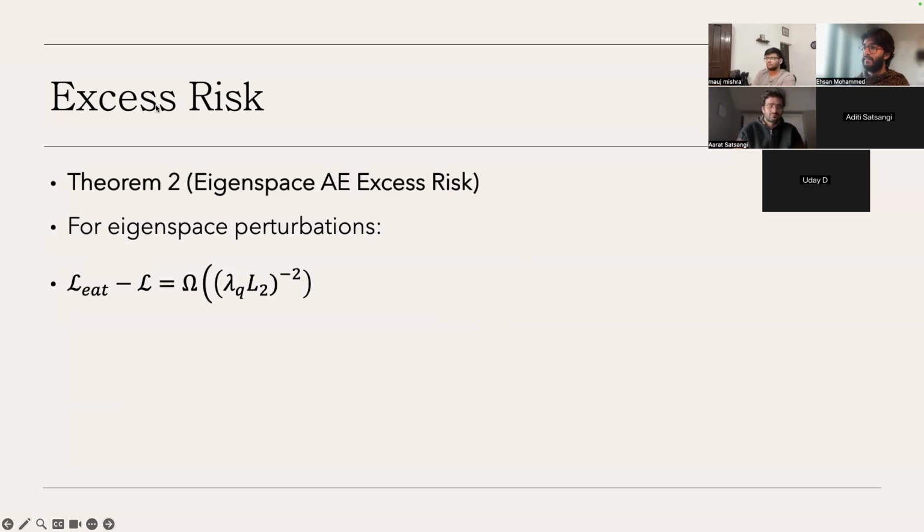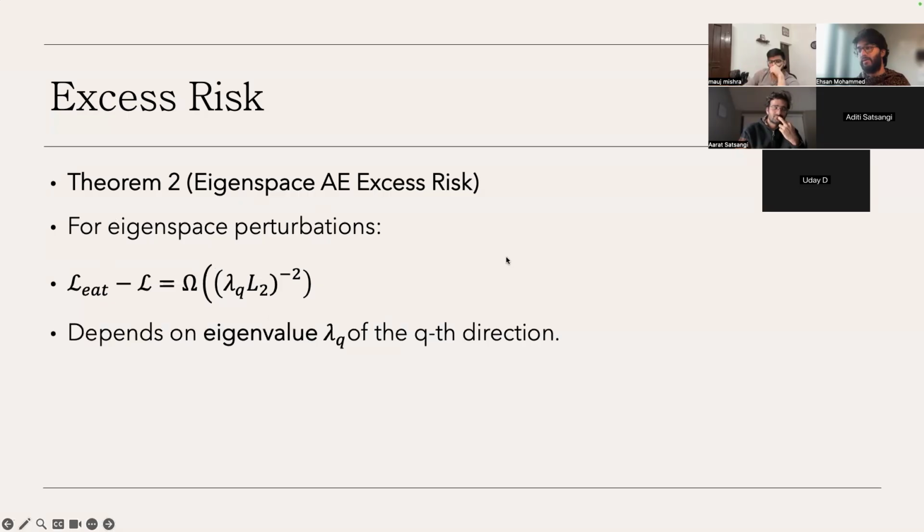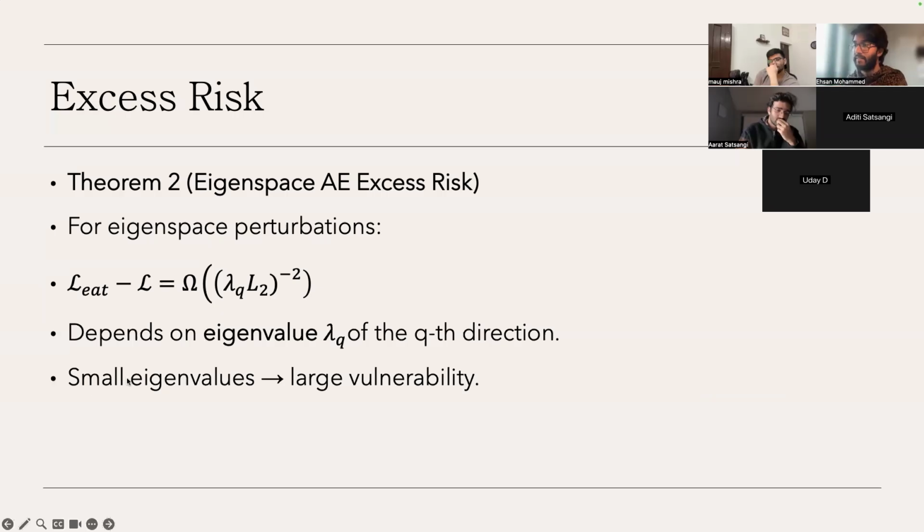The other one is they have calculated the excess risk, that means adversarial risk, for the eigenspace perturbations, and they were able to find that the difference is going to be omega of the top eigenvalue, or the top Q eigenvalues, and its inverse. So the small eigenvalues would lead to large vulnerability in case of an eigenspace perturbation.